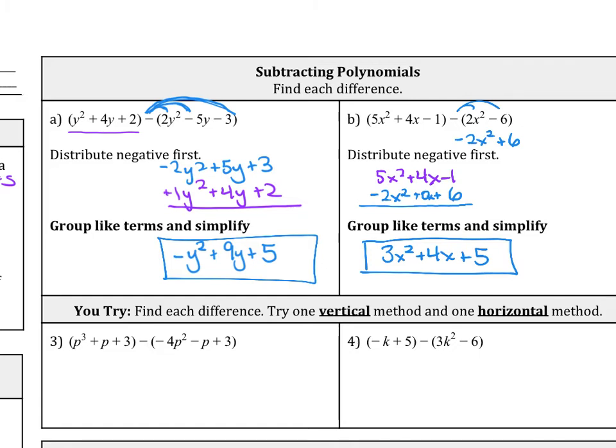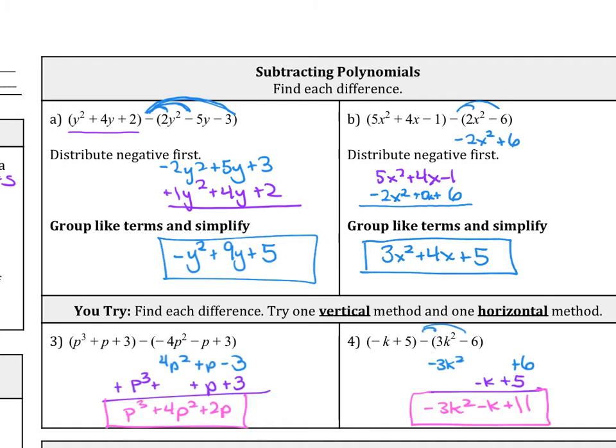So try this example below. Find each difference using whatever method you would like. Okay, trying this out, you should have gotten p cubed plus 4p squared plus 2p.